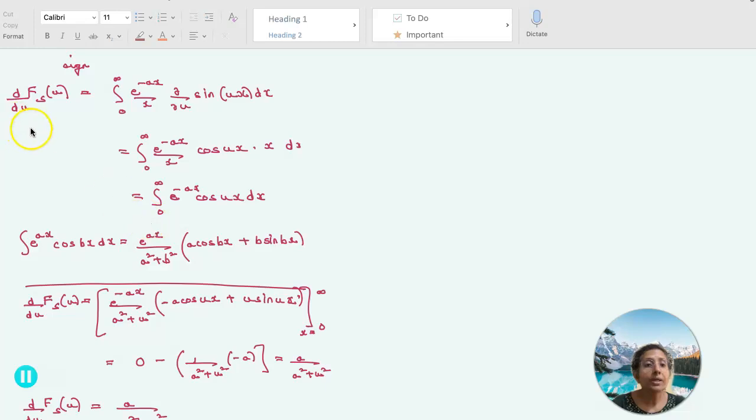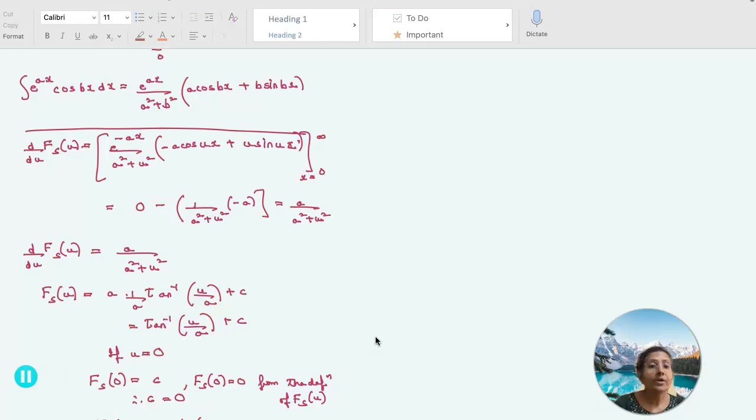So using this formula, d/du of Fs(u) becomes e raised to minus ax by a squared plus u squared times minus a cos ux plus u sin ux within the limits x equal to 0 to infinity. So that will be e raised to minus infinity is 1 by infinity, which is 0. So 0 minus, this becomes e raised to 0 when I put x as 0, 1 by a squared plus u squared times minus a, because sine 0 is 0. So this is a by a squared plus u squared. So we have seen that d/du of Fs(u) will be a by a squared plus u squared.